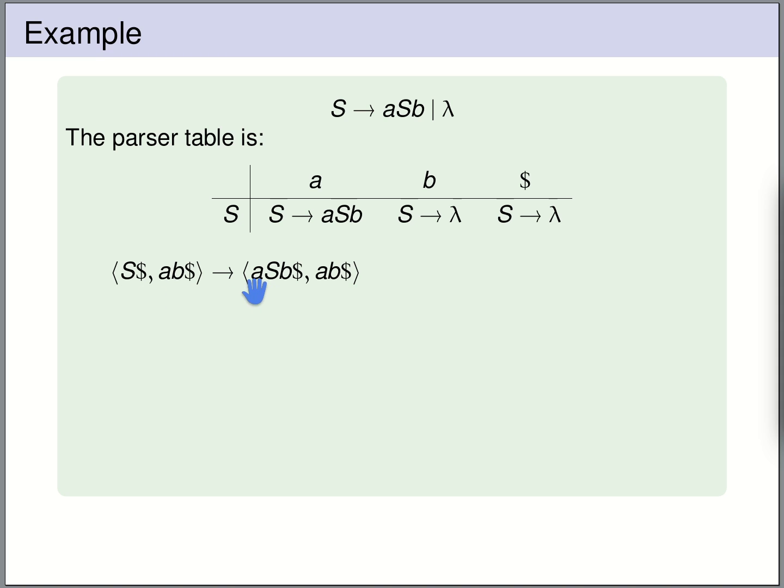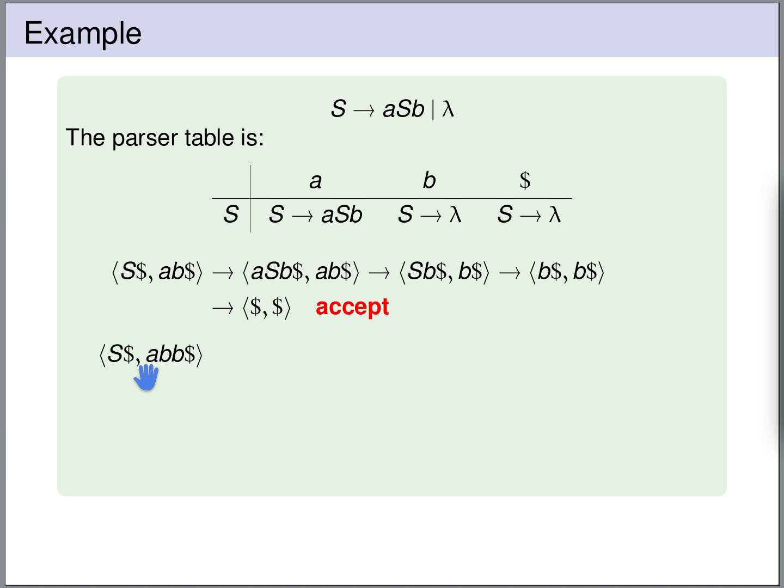This gives us ASB$, AB$. Now the first letter of the left and the right entry of the pair matches, so we can drop this terminal letter A. Now we have SB$, B$, so we have a variable S and input letter B. So from S we want to derive B, we look in our parser table at position S,B, and the parser table tells us we have to apply the rule S rewrites to lambda. So we apply this rule and we rewrite S to lambda. Now the B matches, we drop the B, we get $,$, and we accept.